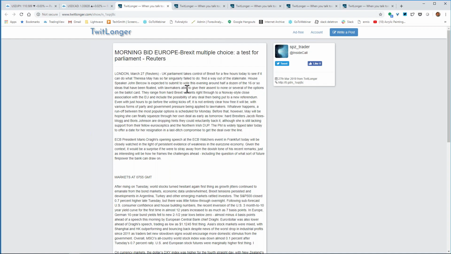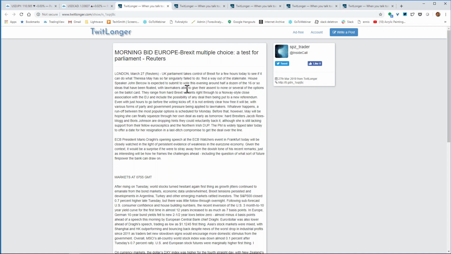I mean, oh my God, this thing just keeps dragging on and on and on. Hard Brexiters Jacob Rees-Mogg and Boris Johnson are dropping hints that they could reluctantly back it, although she is still lacking support from their fellow Eurosceptics and the Northern Irish DUP. The PM is widely tipped later today to offer a date for her resignation and a last-ditch compromise to get the deal over the line.